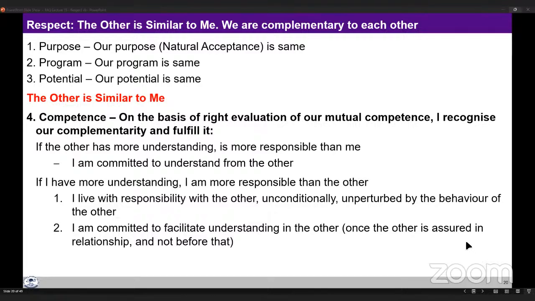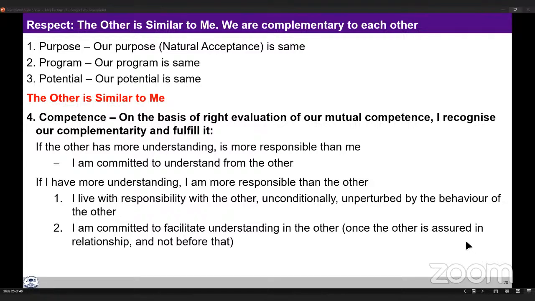When do I try to help the other person? When do I move ahead to facilitate the other person? Only when the other person is assured in the relationship. Otherwise, what happens? He has shouted at me, and I shout back at him, saying the right thing, I think. Maybe I am right, but is the other person getting it? Not getting it, isn't it?